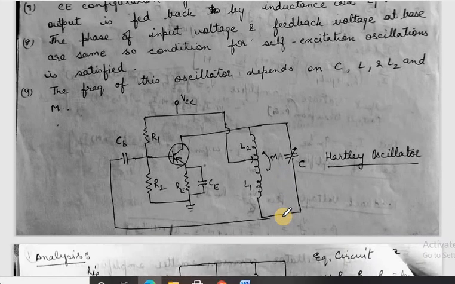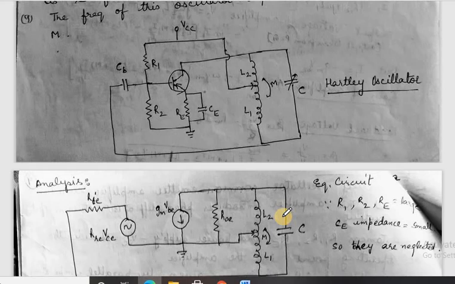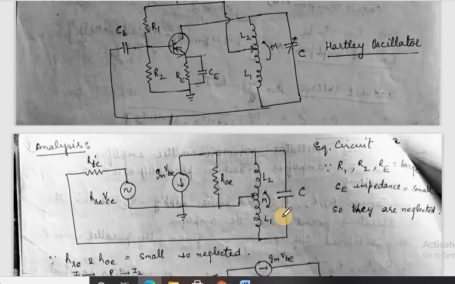Now for this we'll be taking its equivalent circuit. So this is the equivalent circuit of the Hartley oscillator. See here, first of all in the circuit we know that this transistor can be represented in terms of H parameters in the equivalent circuit. Now for every transistor we have 4 H parameters: hie, hre, hfe and hoe. These are suitably drawn in this way.